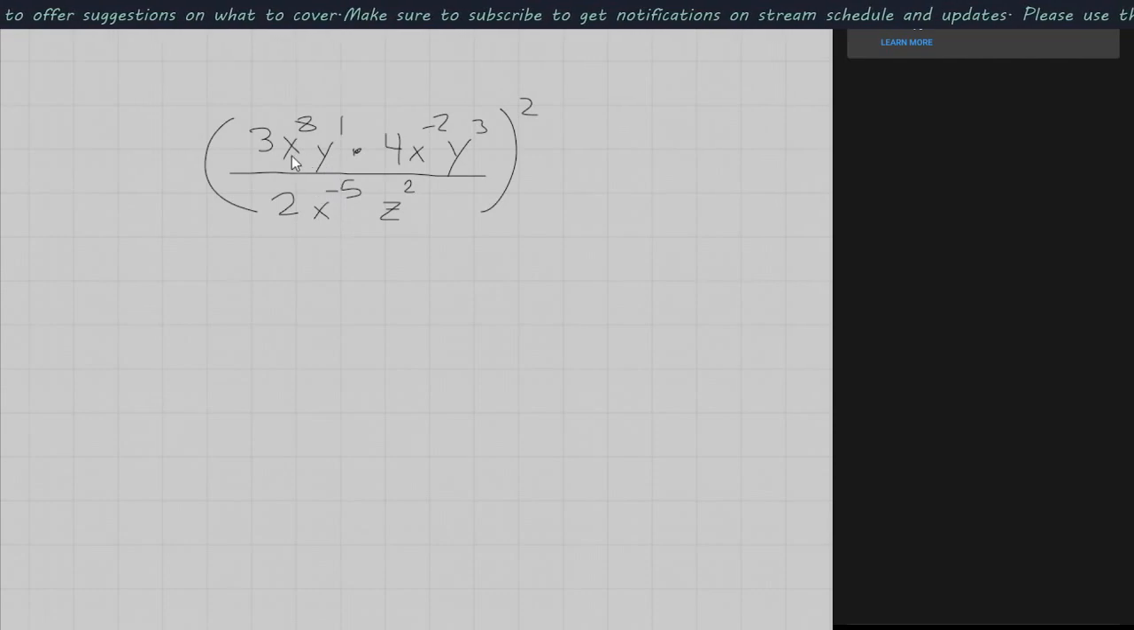So for this one, I'm going to simplify first in green. Simplifying the inside, I have a 3 and a 4 in the numerator that I can multiply. So 3 times 4 is going to be 12.